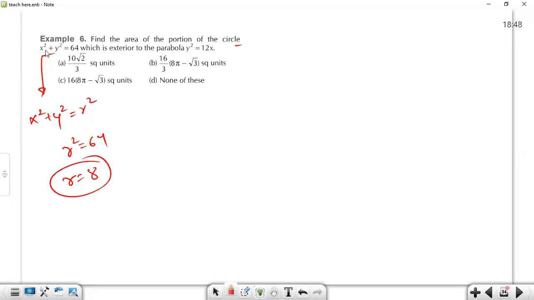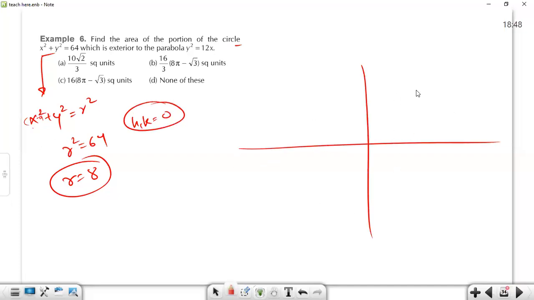Its center is like x minus 0 whole square, so h and k are 0, right? So the center of the circle is on the origin. This distance is 8, this is also 8, this is also 8, this is also 8.